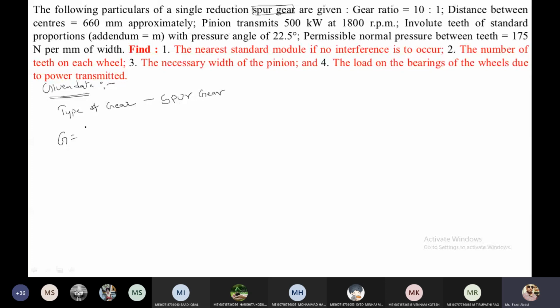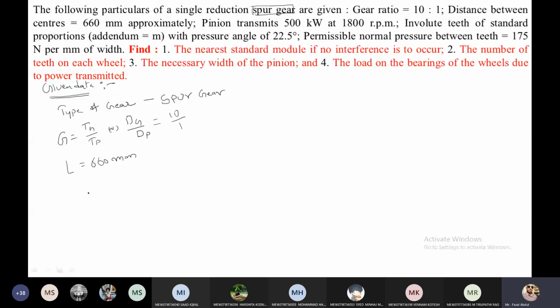Gear ratio is nothing but Tg by Tp or dg by dp. It means gear ratio is defined as the number of teeth on the gear to the number of teeth on the pinion. Otherwise, we can also define it as the diameter of the gear wheel to the diameter of the pinion. So what is given in the question? 10:1. And the distance between the centers, that is, the distance between the gears, is given as capital L, 660 mm.